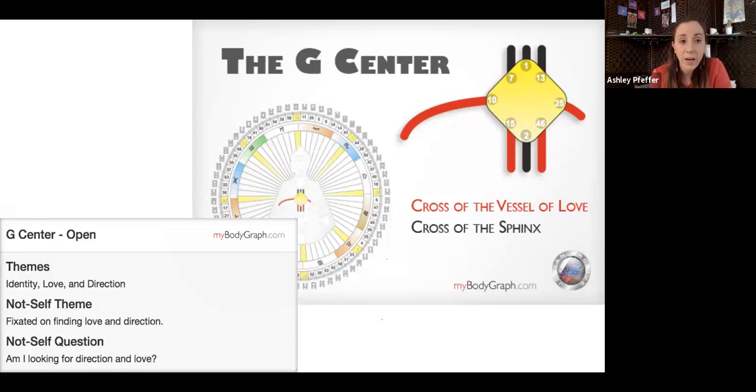You can get inspired by other people, but we have to be careful and ask ourselves, am I looking for it outside of myself? That's why one of the questions of the not-self theme is, am I looking for direction and love? You're either fixated on finding love and direction because, this is for open centers, you're not accepting the fact that it's going to change all the time for you.